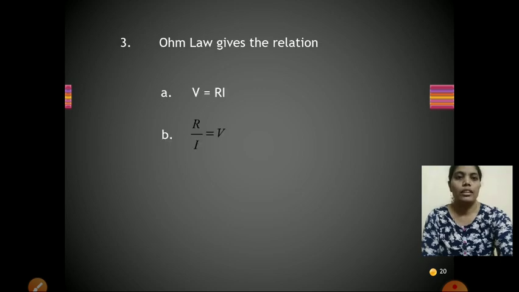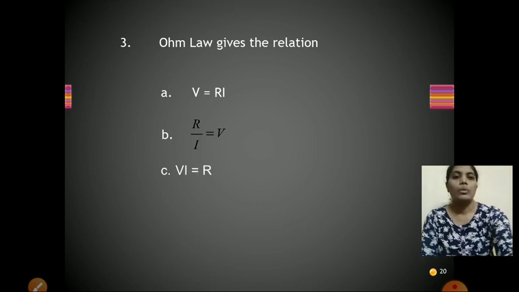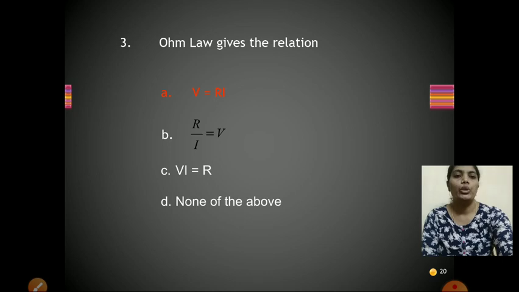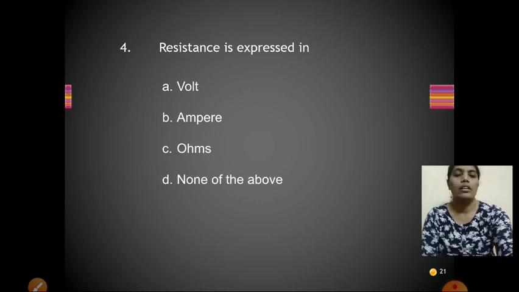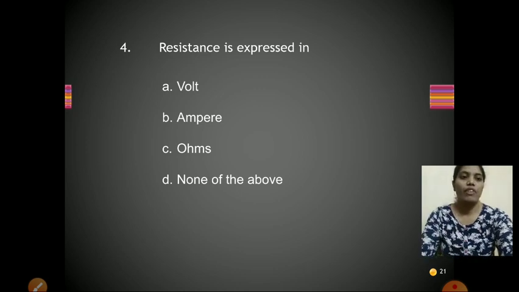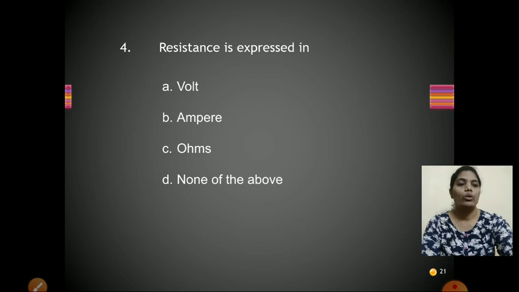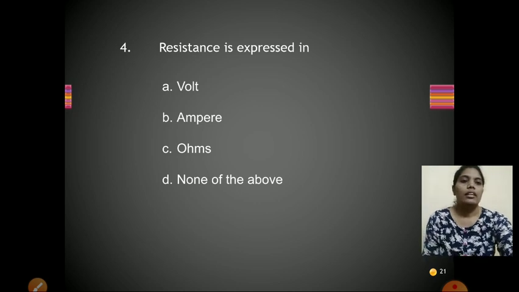Now Ohm's law gives the relation V equals R into I, R by I equals V, VI equals R, or none of the above. That is V equals R into I. Now resistance is expressed in volt, ampere, ohm, or none of the above. As resistance is defined after learning about Ohm's law, the resistance is expressed in terms of ohm.